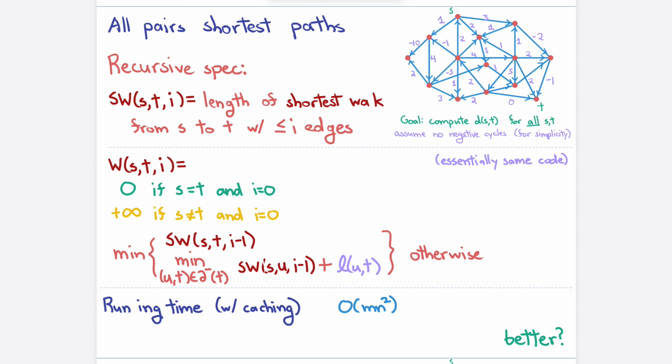That said, can you do better within this framework, keeping the same recursive spec? We can maybe try to address especially this middle part here and improve that running time, especially when the graph is dense. If m is like n squared, we're looking at n to the fourth right now. I'm claiming we might be able to get closer to n cubed with this recursive spec.